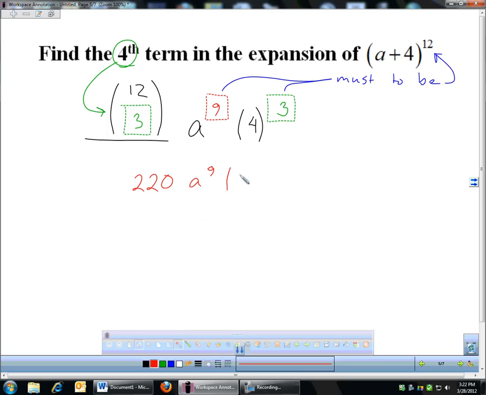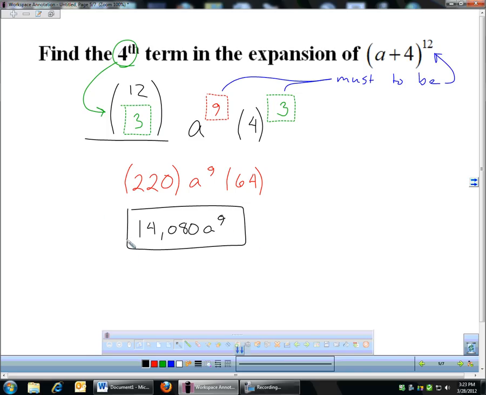That's 64. And right here, since I did ask you for only one term, I only want the fourth term, go ahead and finish this out. Kill it dead. 220 times 64, punch that in the calculator, and you get 14,080 a to the 9th, and that is going to be the fourth term of this expansion. You don't have to write out the whole thing. You can jump straight to whatever term is requested.